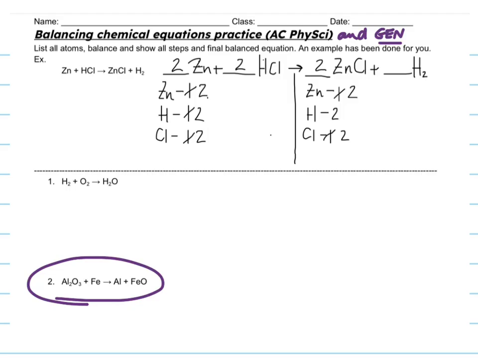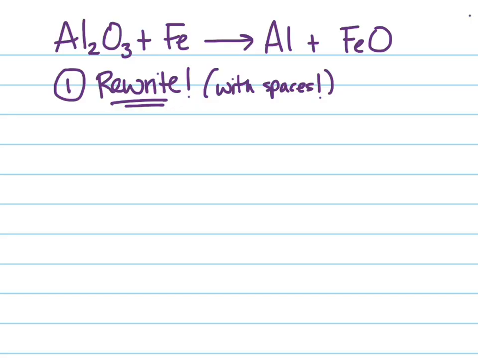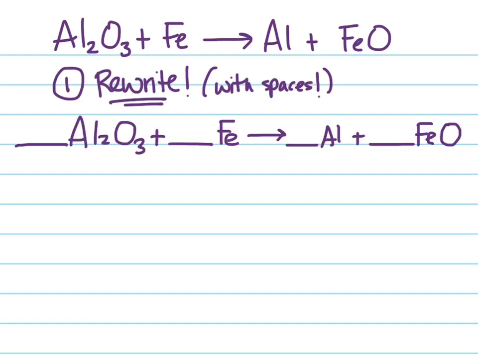Let's get started. My first step, just like last time, is to rewrite the equation with spaces in front of each reactant and each product. And I've got 2 reactants and 2 products now. Also remember, if I'm not going slow enough, use your pause button. Okay, I rewrote the space Al2O3 plus space Fe, my little yields arrow, space Al plus space FeO.